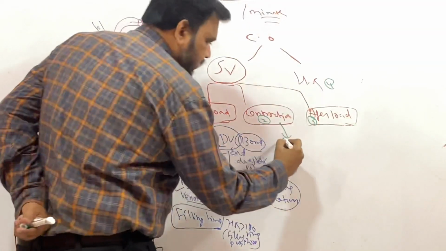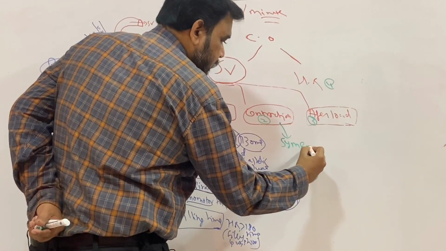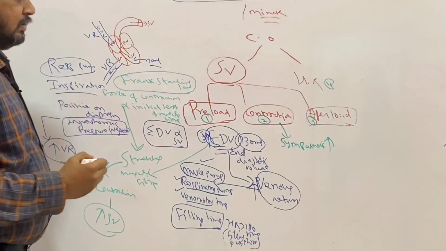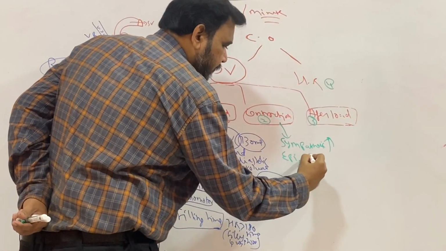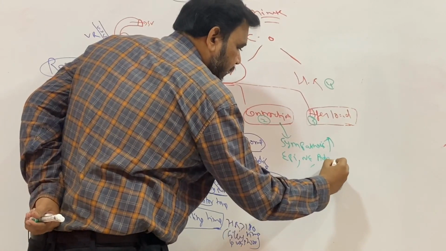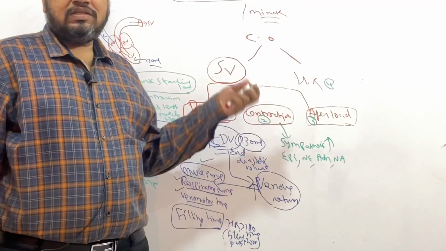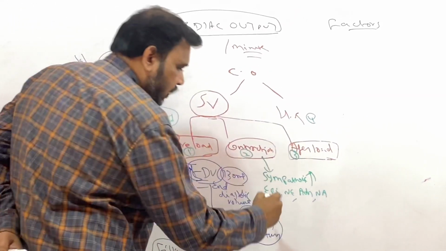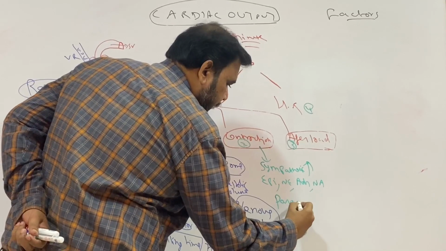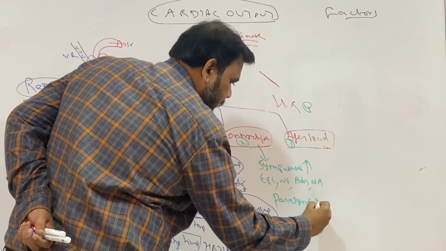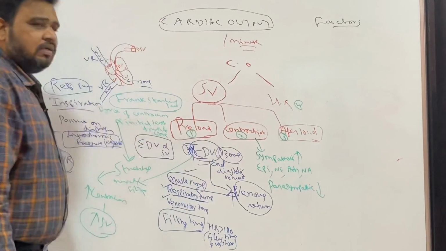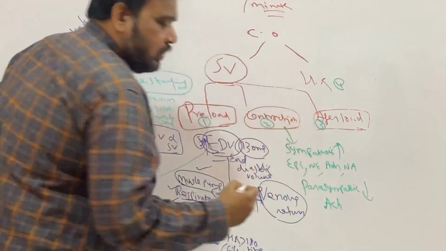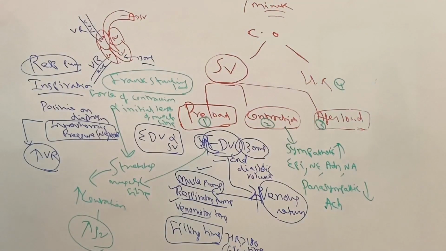Very, very important, sympathetic. So sympathetic increases contraction: norepinephrine, adrenaline, noradrenaline. All increase the contraction of the ventricles, which increases stroke volume. Opposite, parasympathetic. Parasympathetic will decrease the contraction. Example, acetylcholine. So acetylcholine will decrease the contraction.